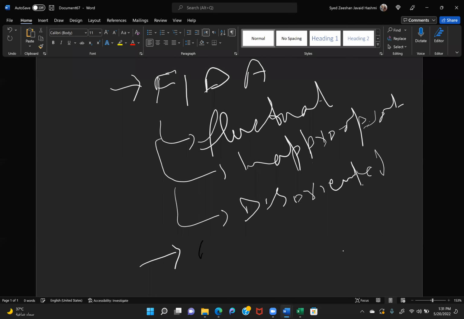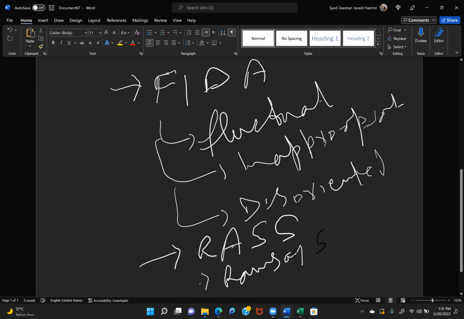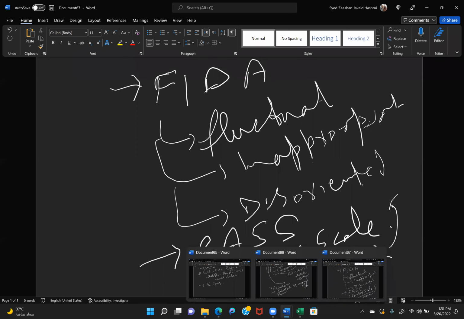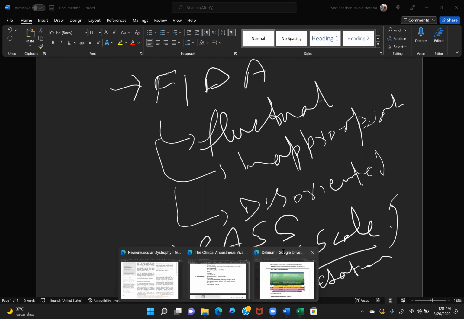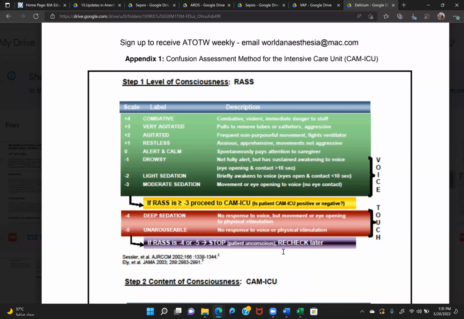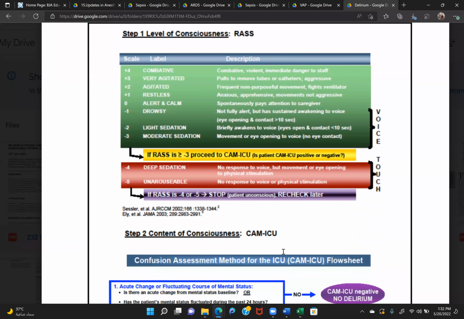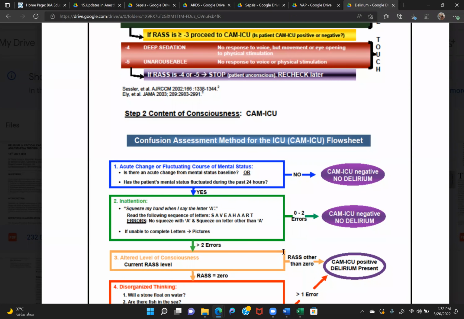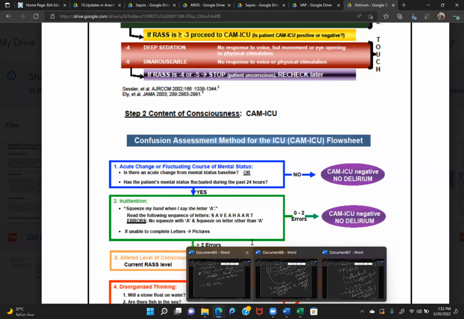Jamil, you forgot to mention, I was expecting Richmond Agitation Sedation Scoring. Ramsey, yes, the Ramsey scale. Actually, sir, Ramsey is different. It is done in an awake patient, where we are talking about the level of sedation. But RASS, the Richmond Agitation Sedation Score, is actually for an intubated patient admitted in the ICU. There are different levels, starting from 0 to plus and from 0 to minus. It depends upon the sedation level of the patient.